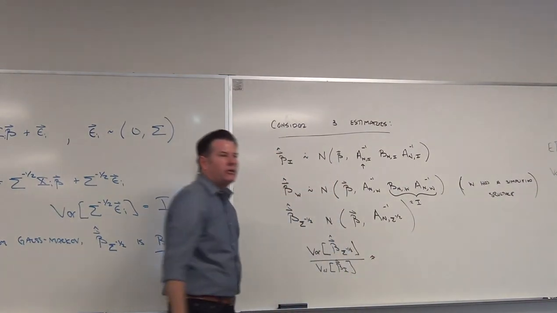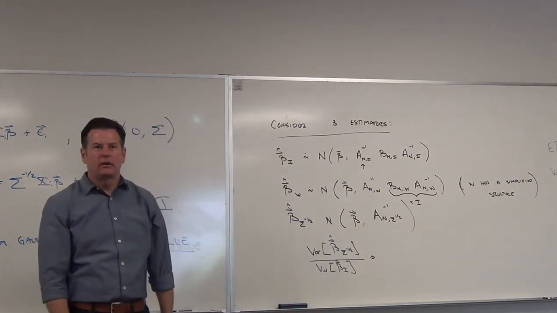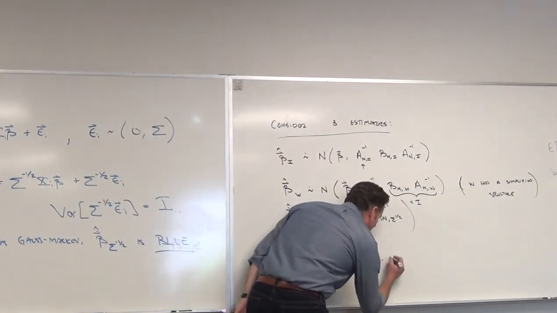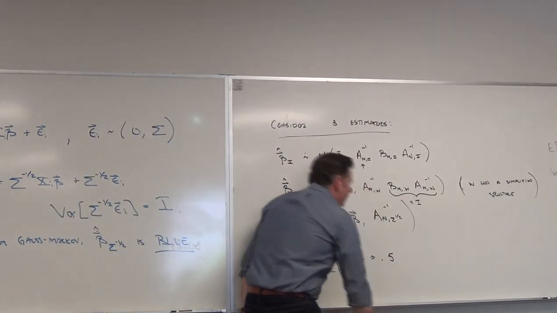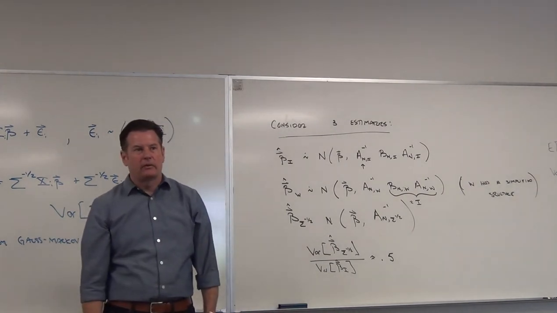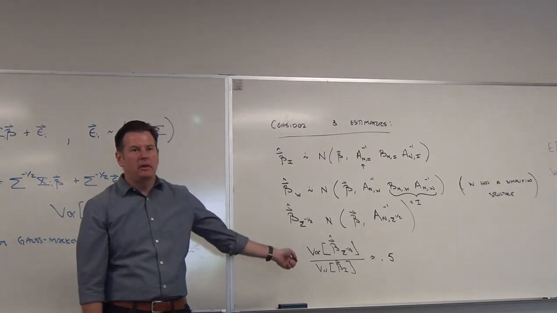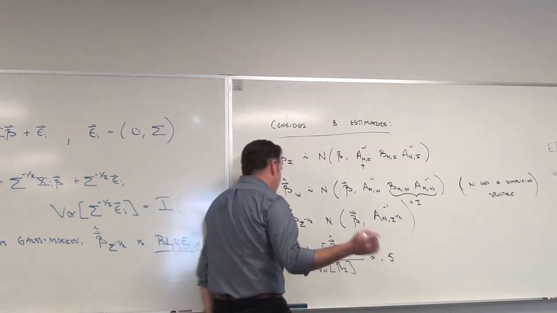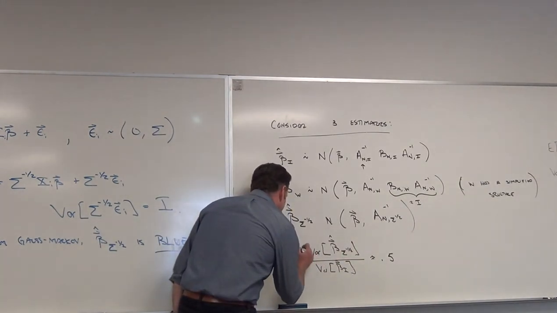Has anybody done the last homework problem yet? You guys haven't done all this yet? On the diagonals, that thing's going to be about 0.5, for that set of scenarios that I said, so you guys can get a check of what you're looking at there. What does that mean to me? Let's do it like this.